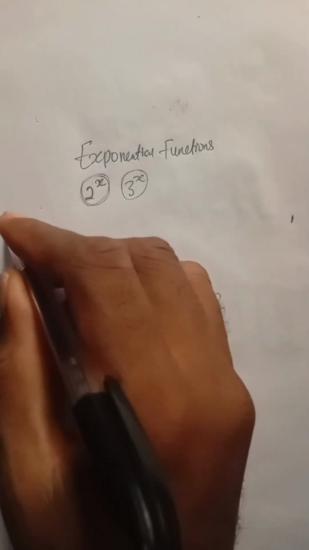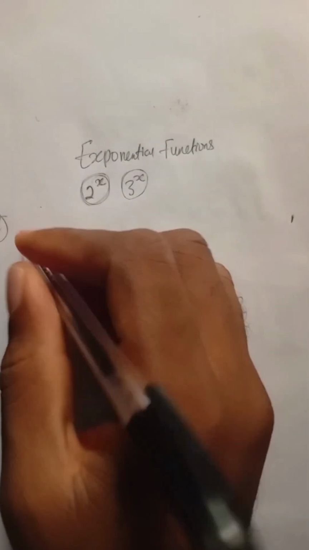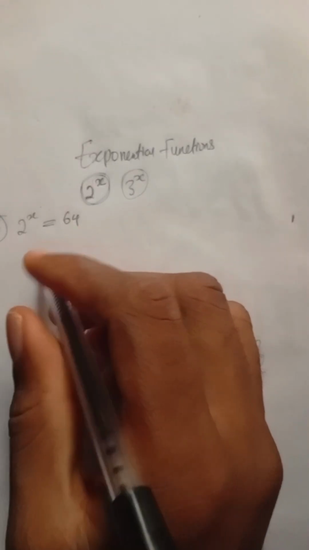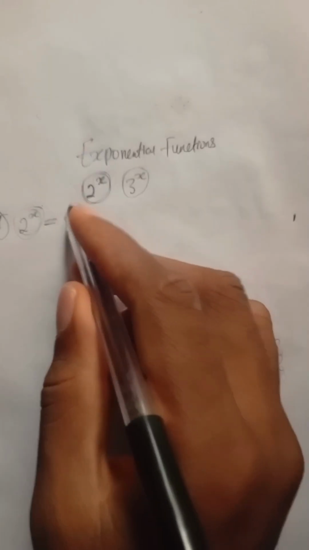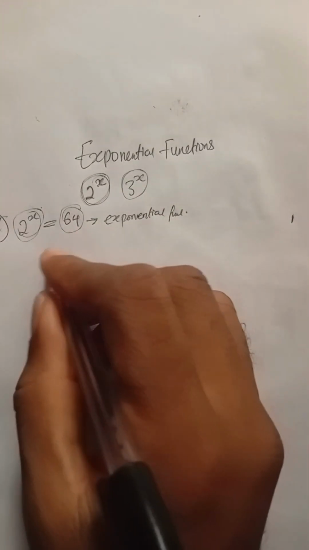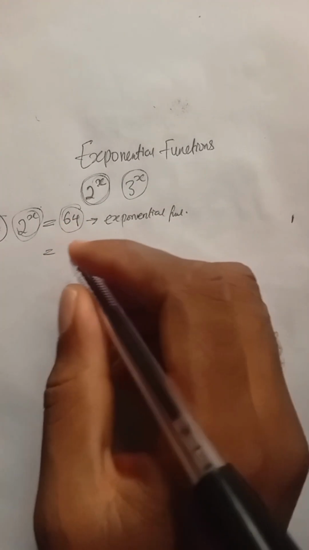So our first example, example 1, when we have an exponential 2 raised to the power of x equals 64. How do we solve this? 2 raised to the power of x is an exponential. 64 is not an exponential, and it should be expressed as an exponential function. So how do we express 64 as an exponential function?